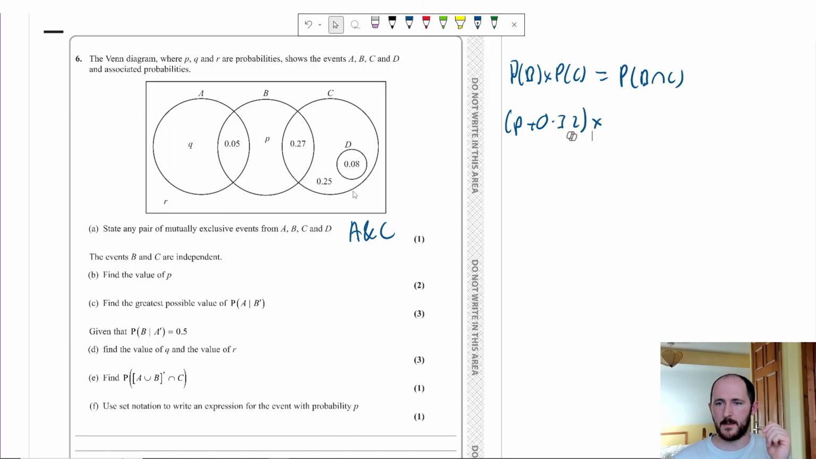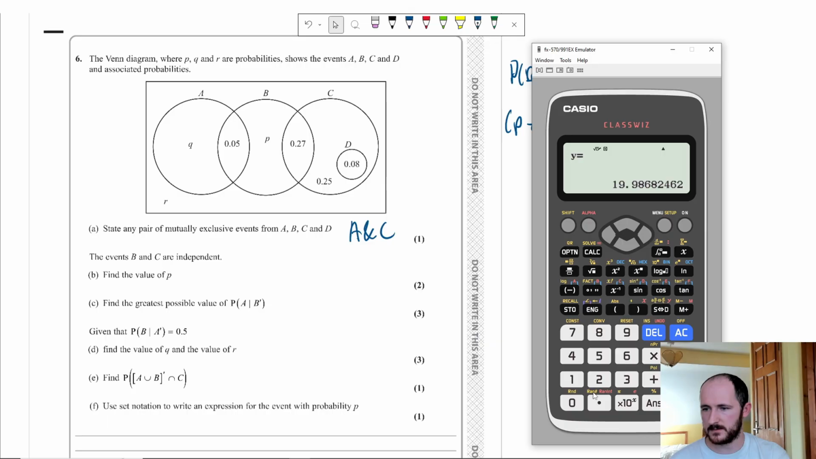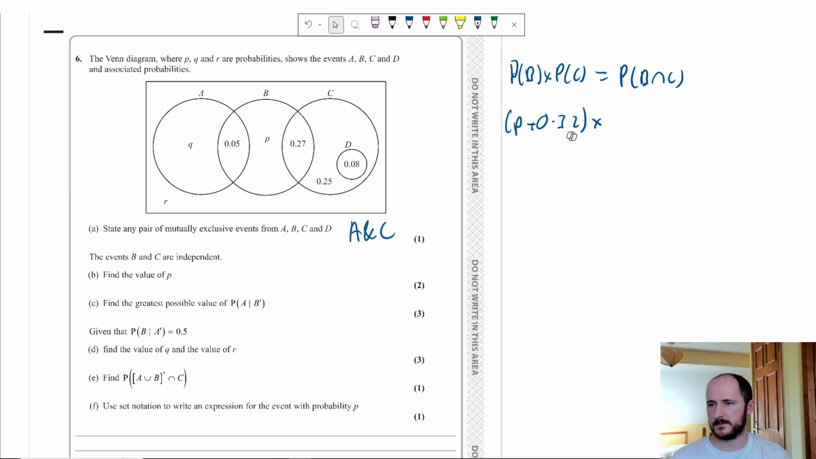Times the probability of C happening, which is, you know what, I'm not going to do this by hand. Why can't I just use a calculator? 0.08 plus 0.225 plus 0.27 gives me 0.6. Okay, I guess I didn't need that, but it's fine.